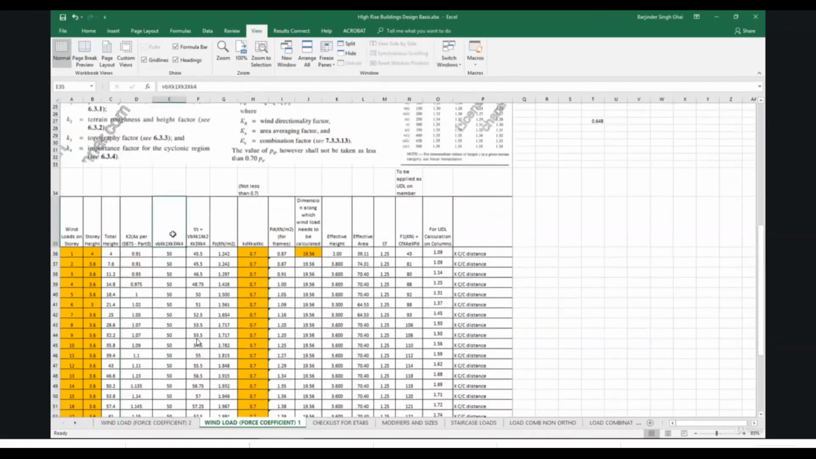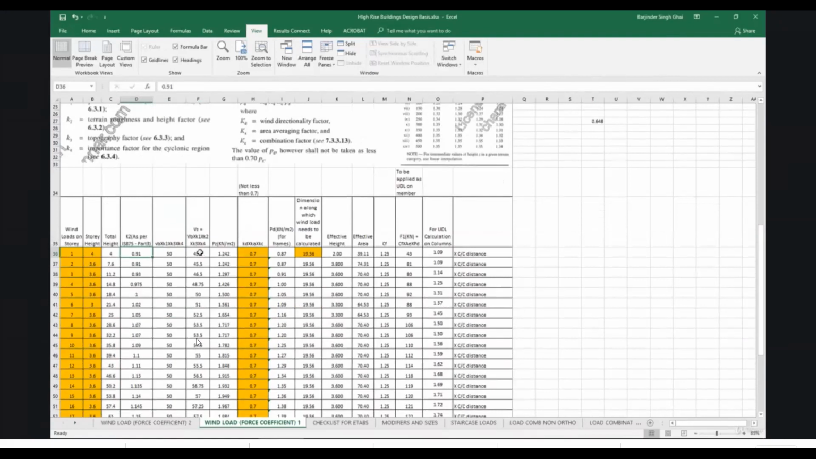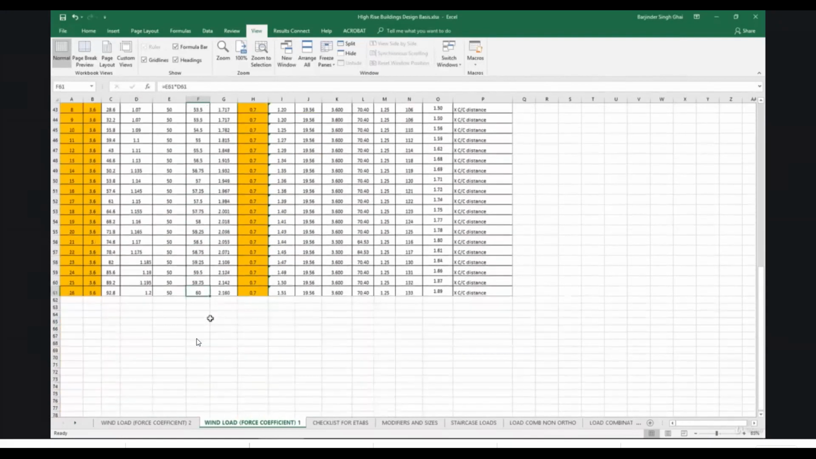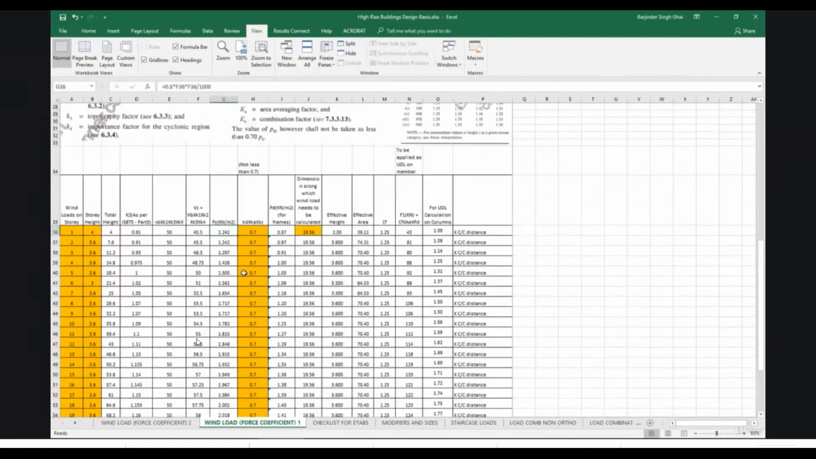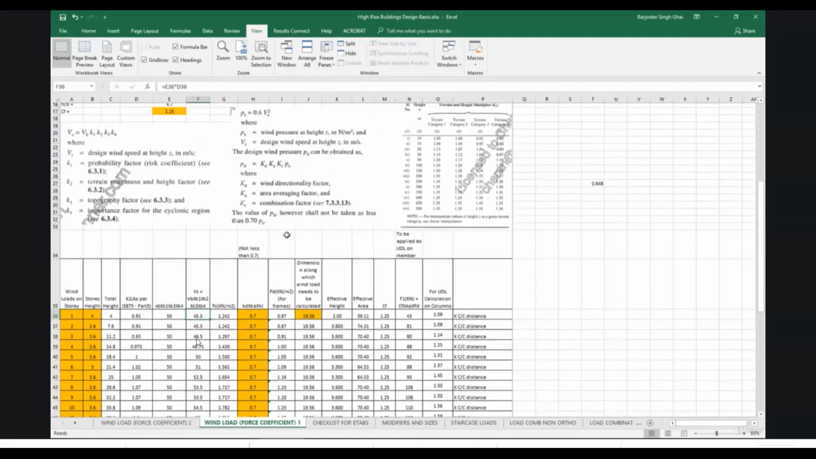So Vz is equal to Vb into K1 into K3 into K2 into K4. Here I have multiplied Vb into K1 into K3 into K4, and then multiplied this value by this value, that is, by this formula. So we can calculate Vz. Vz is minimum for 4 meter height and Vz is maximum for 92.8 meter height, where the Vz value is 60. After that we can calculate Pz by squaring this value and multiplying by 0.6 as per this formula.